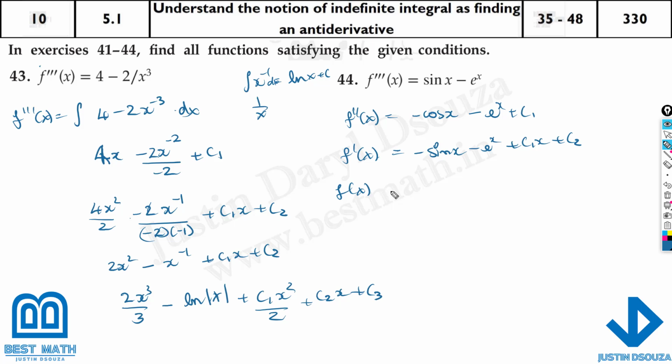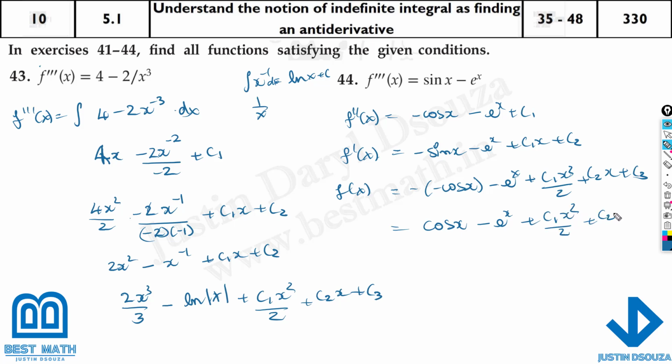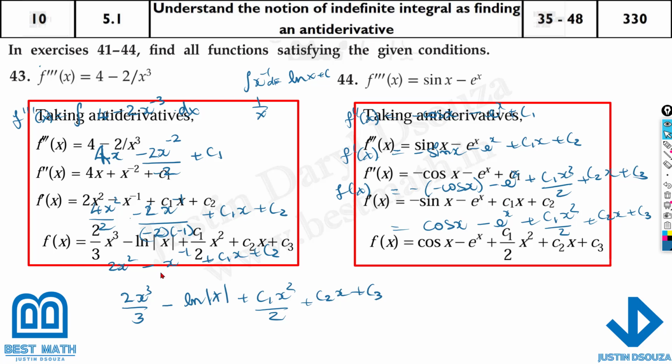Now lastly, the function f of x will be given by the final integration. It will be minus cosine, minus and minus will be plus, or let me do the step here. Minus and minus, minus e to the power x plus c1x squared by 2 plus c2x plus c3. Now the final answer would be cosine x, because minus and minus will be plus, e to the power x, c1x squared by 2 plus c2x plus c3. That is the answer. So here we go, the answers. Minus line, this is ln or natural logarithm, you can call it anything.